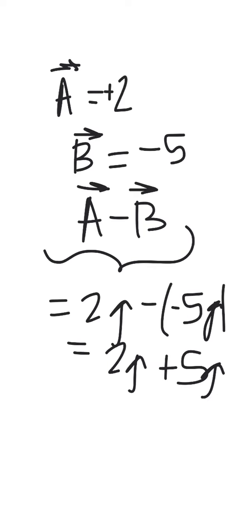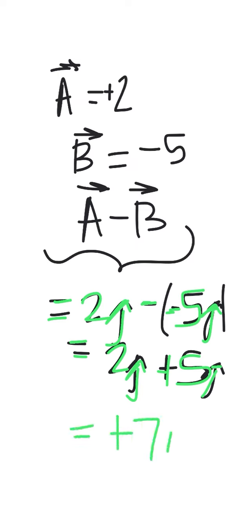So if we just plug in the numbers that we got as our vectors, we'll see that A minus B is equal to 2 in the j direction minus 5 in the negative j direction. And this is equal to 2j plus 5j because these negatives cancel out. So then we're left with plus 7j. So the answer would be B, 7 units north.